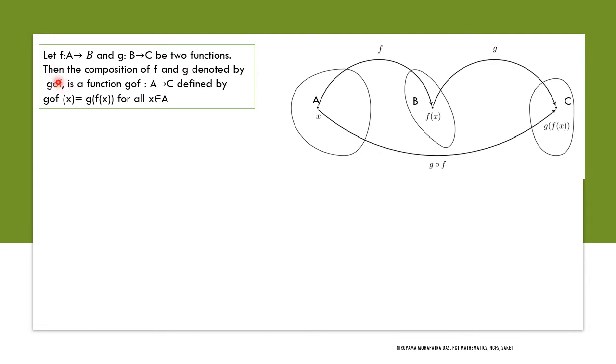So here you see, let f be a function from A to B and g be a function from B to C. Then the composition of f and g is denoted by g of f. It is a function from A to C, and (g of f)(x) is defined as g(f(x)) for all x belongs to A.